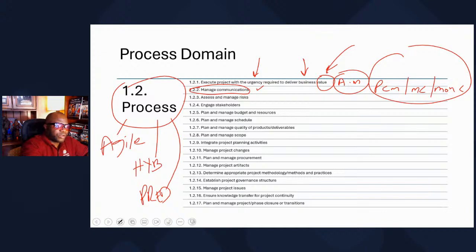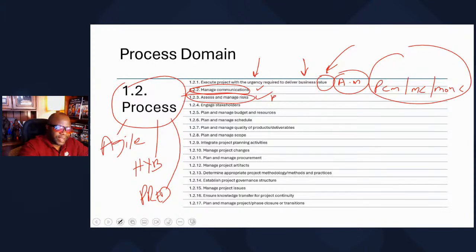All right, moving on. The third one, assess and manage risk. You've got to understand what is a risk. A risk is an uncertain event that could affect your project positively or negatively. You've got to understand PMI's perspective to risk. You've got to plan risk management, identify risk, perform qualitative and quantitative risk analysis, plan risk responses, implement the responses, and monitor risk. 7 things.